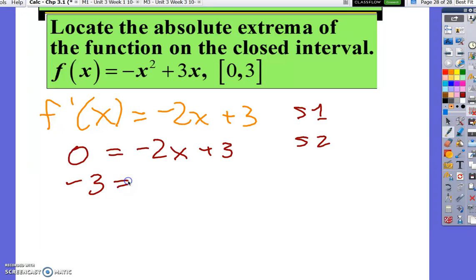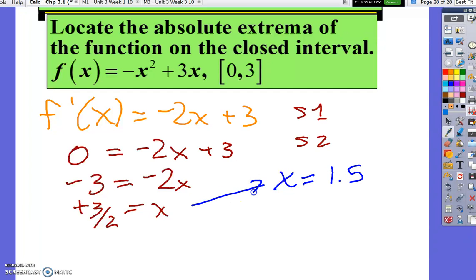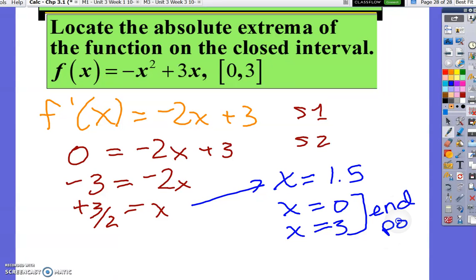We get negative 3 equals negative 2x, and x equals positive 3 over 2, or 1.5. Since 1.5 is in our interval, that's great, and that makes things easier. So now we have numbers to check. The numbers we need to check are x equals 1.5, and we also need to check x equals 0 and x equals 3. These are our endpoints, and we always have to check those.